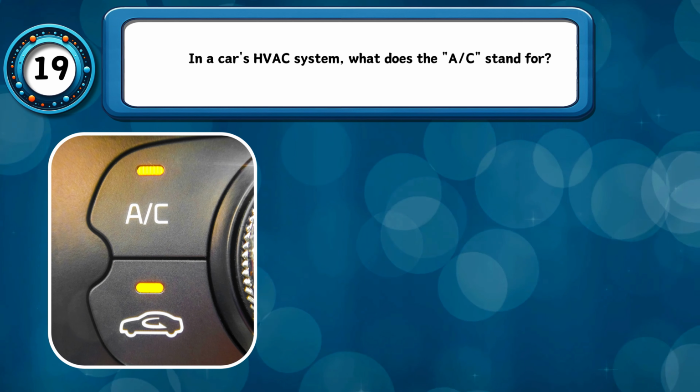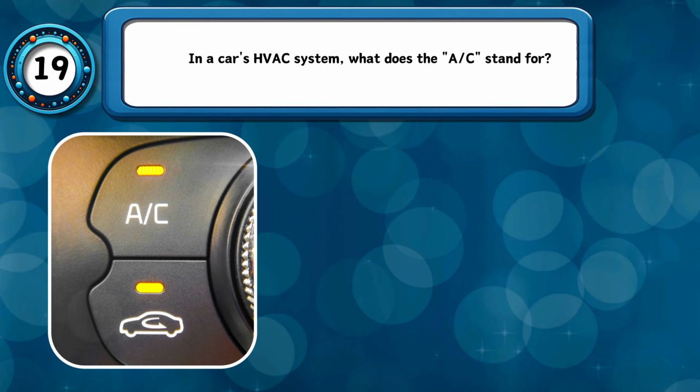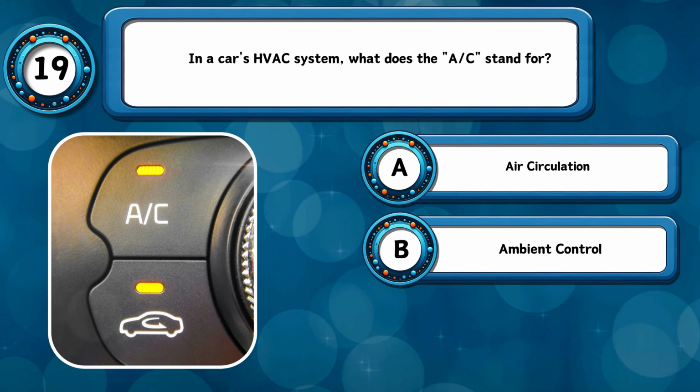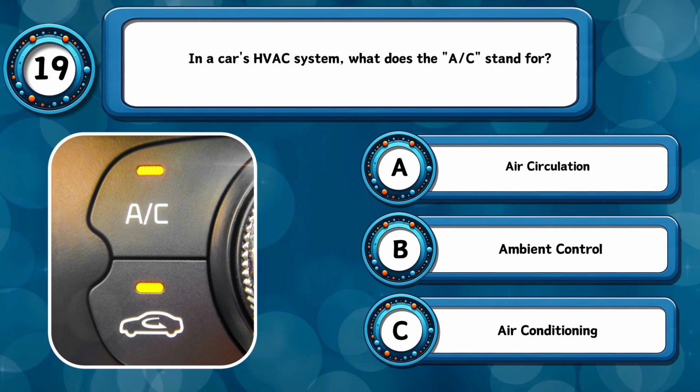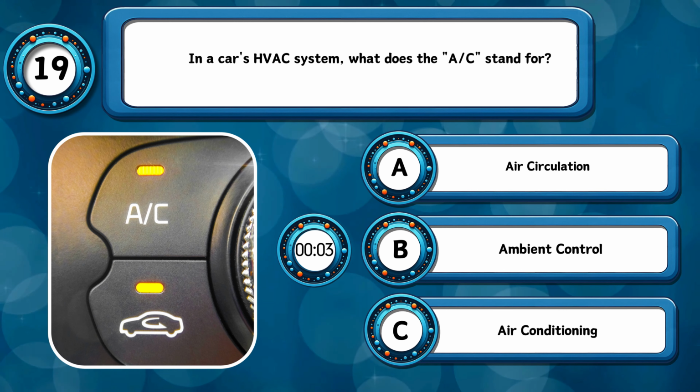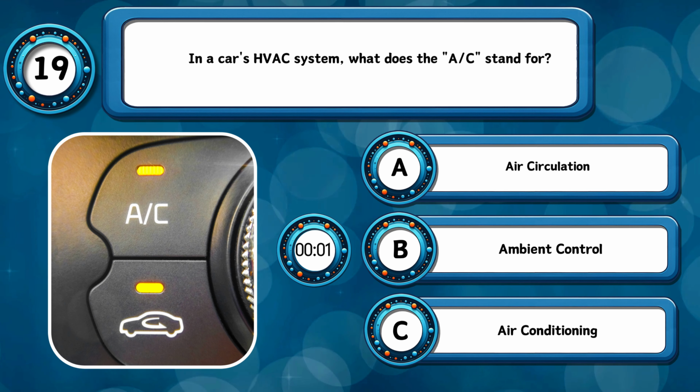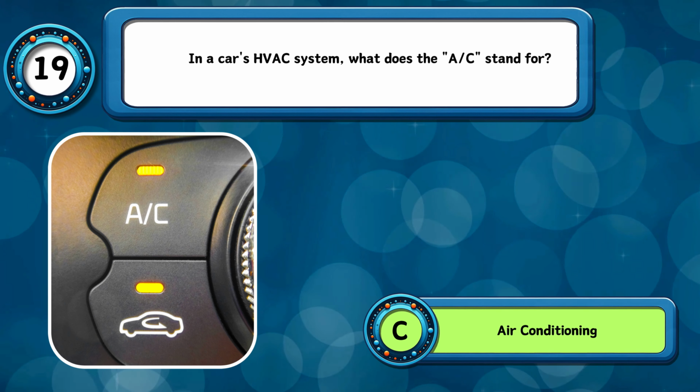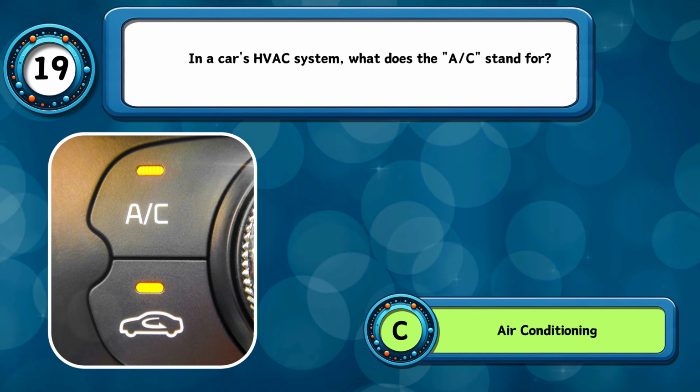Question 19. In a car's HVAC system, what does the AC stand for? A. Air circulation. B. Ambient control. C. Air conditioning. Correct answer is C. Air conditioning.